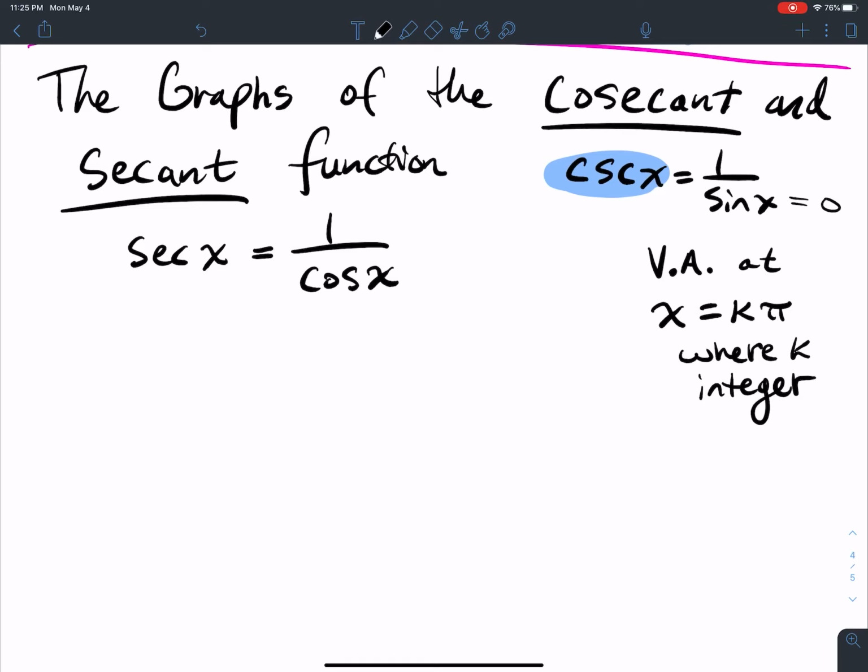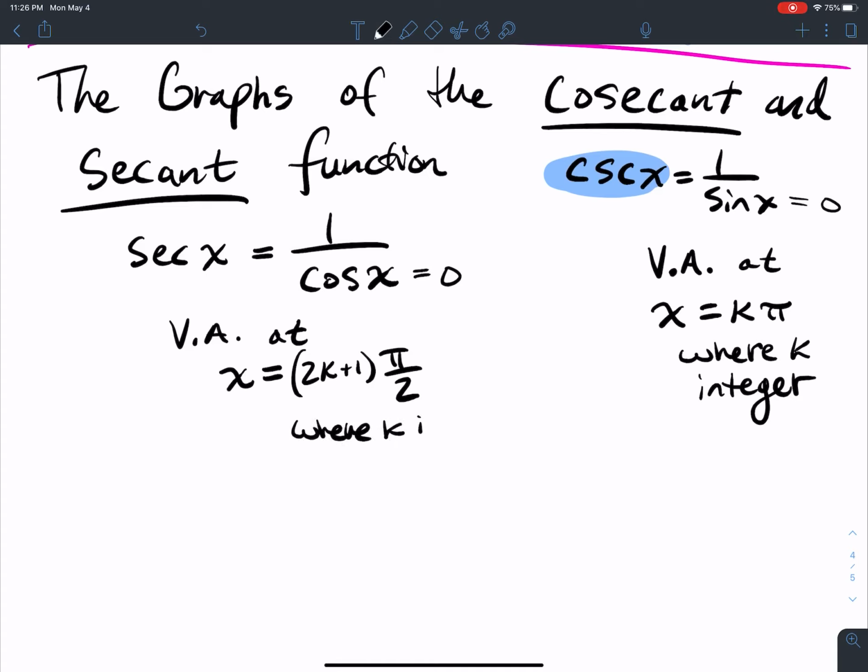And the secant, where cosine is equal to 0, that's bad too. So that's another set of vertical asymptotes at odd multiples of pi over 2. So x equals (2k plus 1) pi over 2, where k is an integer.